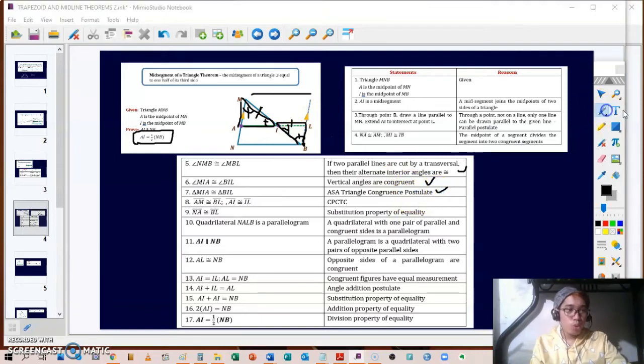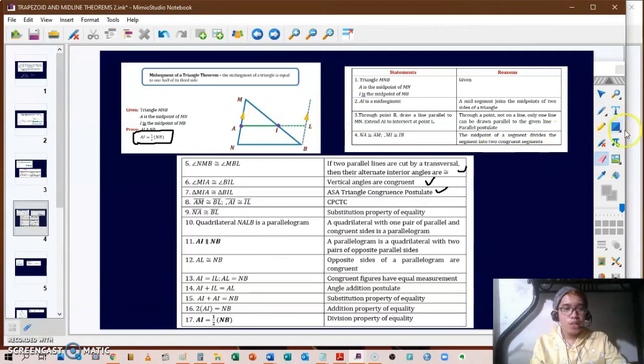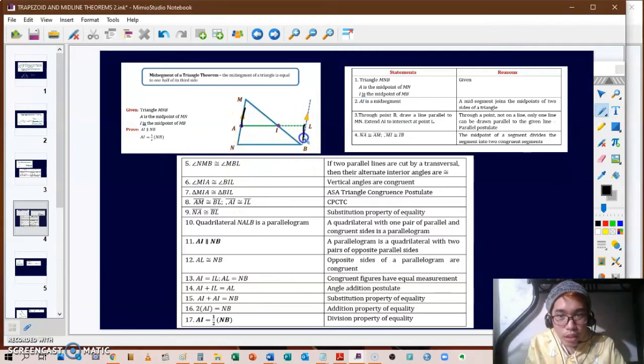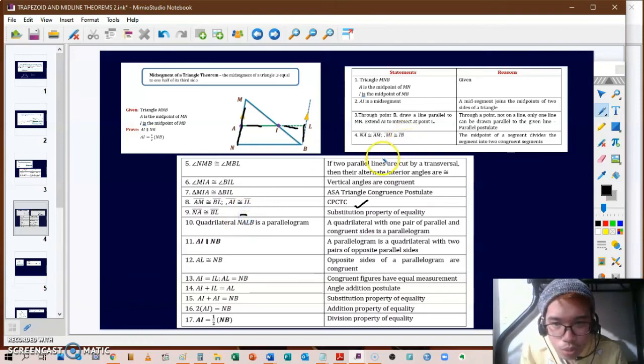Therefore, the corresponding sides of those two triangles are congruent. So AM is congruent to BL, and AI is congruent to IL, because of CPCTC, the corresponding parts of congruent triangles are congruent. Also, NA is congruent to BL. We said that NA is congruent to AM and AM is congruent to BL, therefore NA is congruent to BL. Actually, this should be the transitive property of equality.